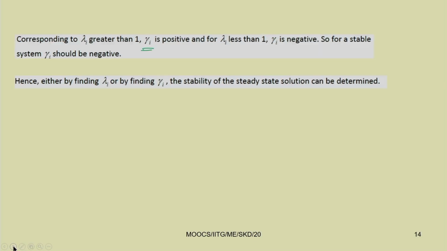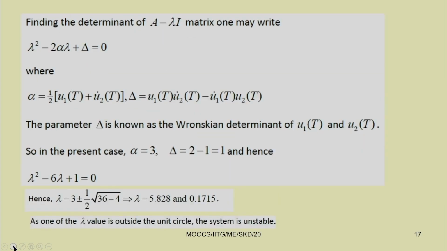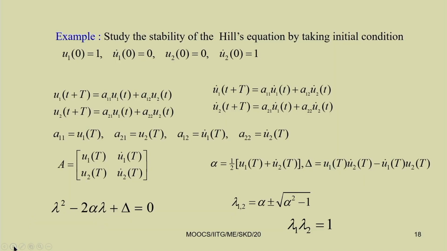So, knowing this Floquet multiplier, you can tell whether the system is stable or unstable. Last class we saw one example, so let us see another example. For example, let us study the stability of Hill's equation by taking the initial conditions u1 equal to 1, u1 dot equal to 0, u2 equal to 0 and u2 dot equal to 1.